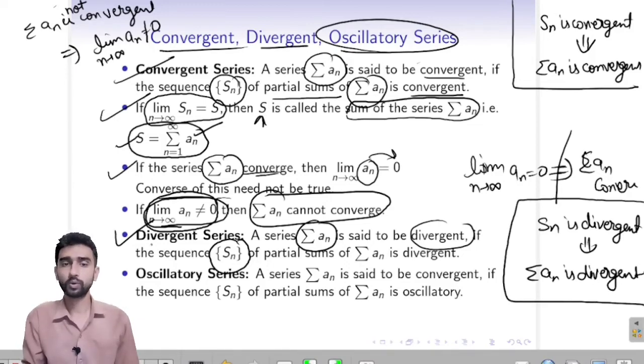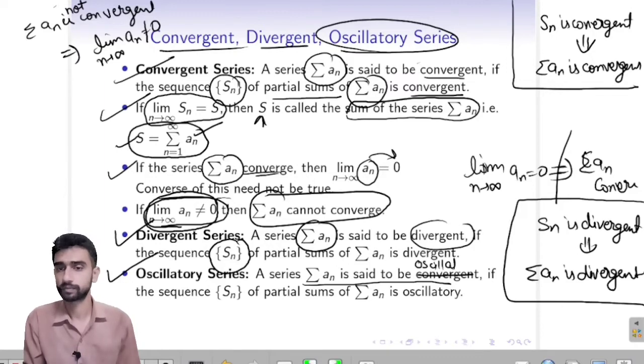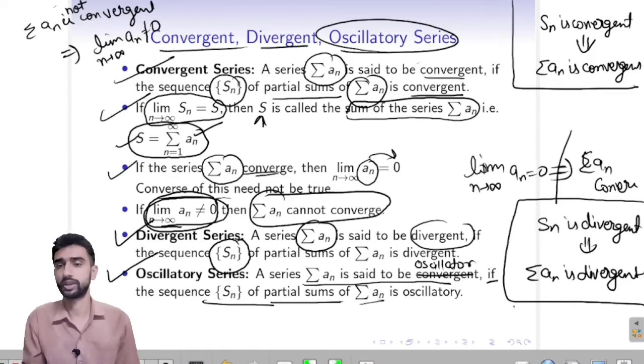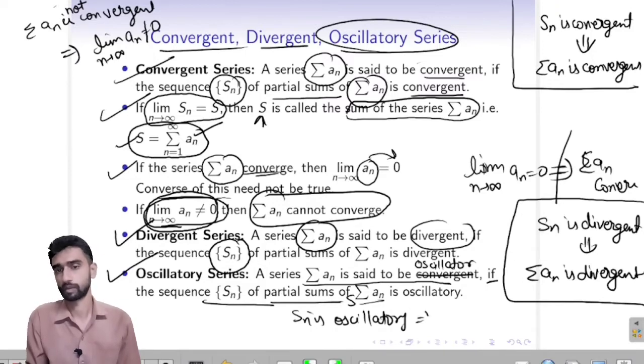What about oscillatory series? The same thing is there. If an is, this will be oscillatory here. A series an is said to be oscillatory if the sequence of partial sums is oscillatory. So if Sn is oscillatory, then this series an is also oscillatory.